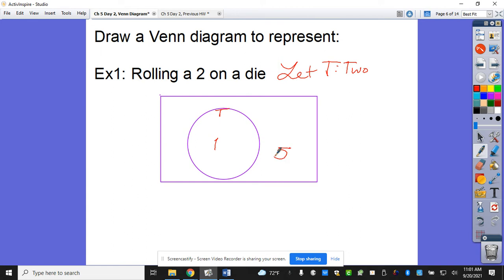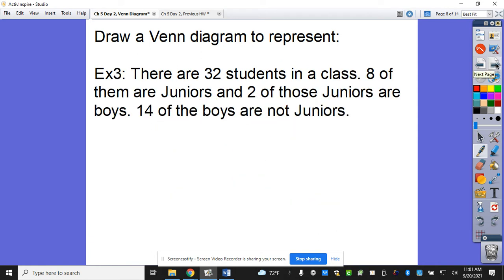We wrote it with how many there are. Could I do the same thing with probabilities? If I did this with probabilities, this would be what? 1 out of 6, this would be? Does that change anything? I don't care how you write it. I usually do this just because there's not as much to shove in there. Alright, and then our third example, go ahead and write that.